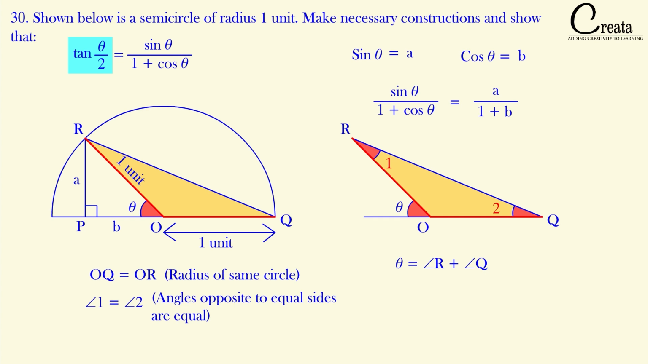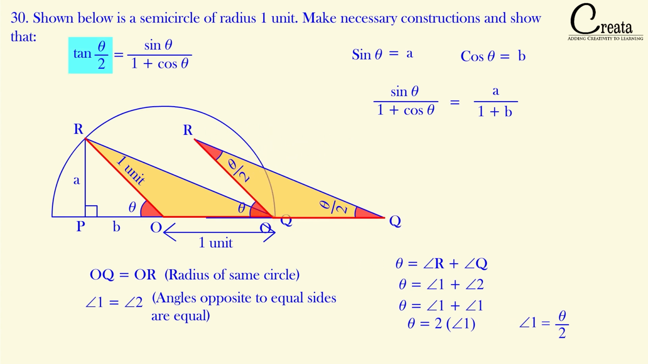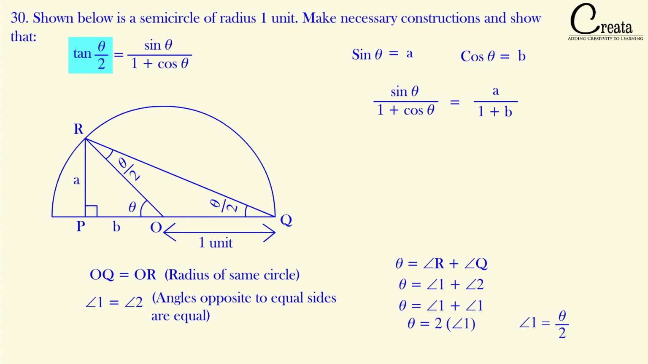And just now we have proved angle theta is equal to angle 1 plus angle 2. Let's replace angle 2 with angle 1. Angle theta is equal to twice of angle 1. So we got angle 1 is equal to theta by 2. Angle 1 we got as theta by 2, and angle 1 and angle 2 both are equal to each other, so both will be equal to theta by 2. Interesting, we got our angle theta by 2 that we are looking for. Tan theta by 2 on the left hand side is what we have to find. So all this construction we have done just to get the angle theta by 2.